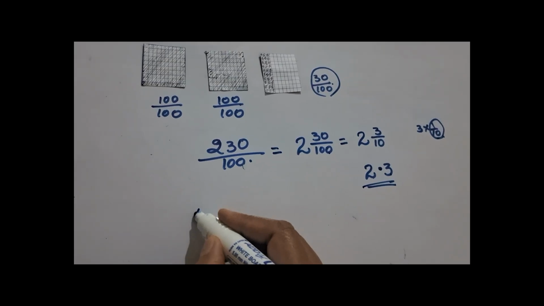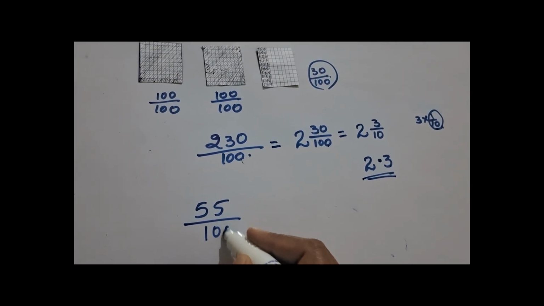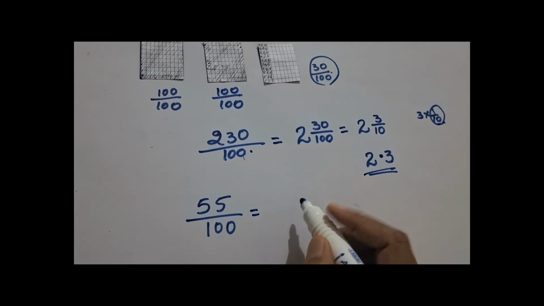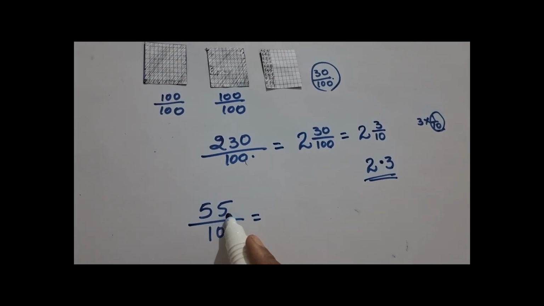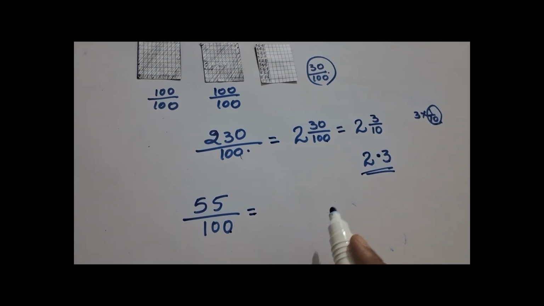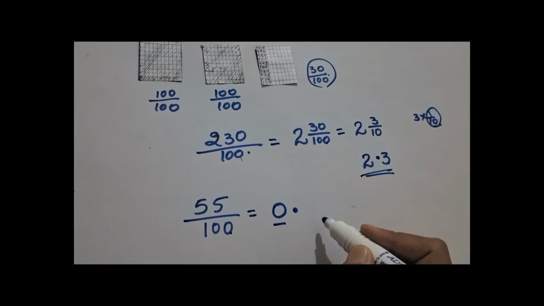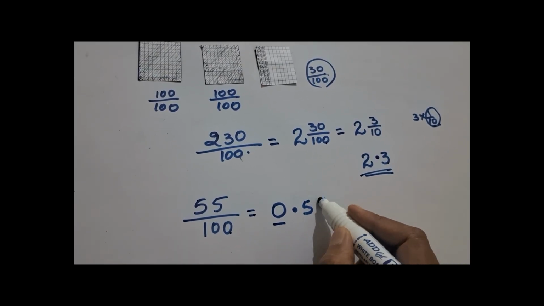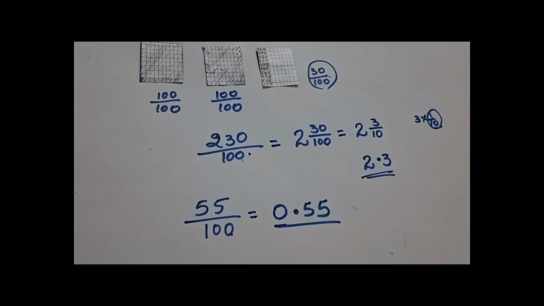Suppose 55 by 100. Here 55 by 100 is a proper fraction, no whole number. So the whole number place will be 0. And the fractional part, how many, children? 55. So 0.55. Okay, children.